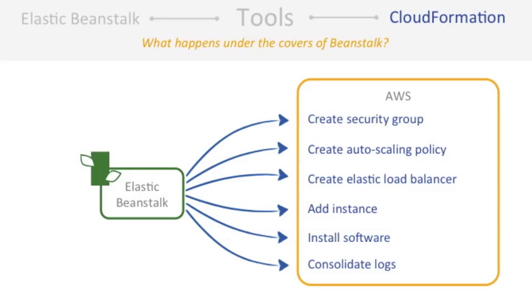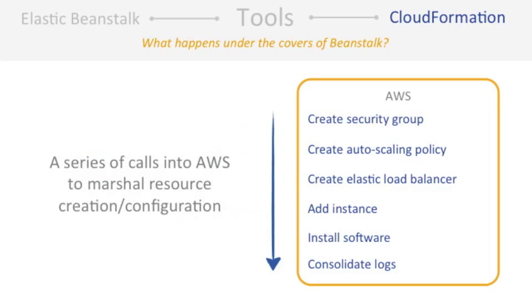So if you think about what happens under the covers, Elastic Beanstalk is making a series of calls into AWS to do things like creating security groups, creating auto-scaling policies, adding ELBs and instances behind those load balancers, installing some software and doing things like log consolidation. So it's executing a series of calls into AWS that marshal resource creation and then the subsequent configuration of those resources.